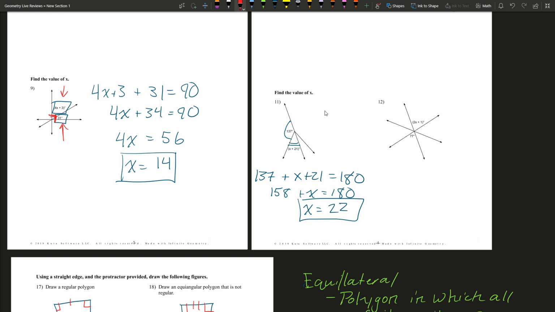Number 12. This angle and this angle form vertical angles. Vertical angles are always congruent, so we know that 77 is equal to 2x plus 1. And then again, we just solve for x. So subtracting 1 from both sides, we get 76 is equal to 2x. Divide both sides by 2, so we get 38.